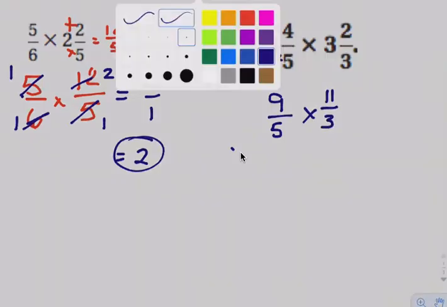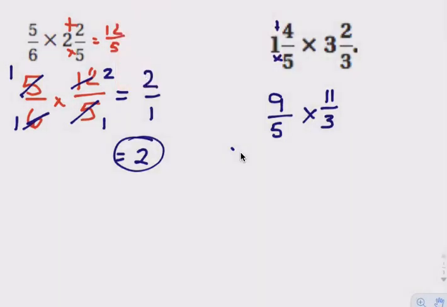And we look at the diagonals again. 3 and 9 share a common factor of 3. Divide them both by 3. 3 divided by 3 is 1. 9 divided by 3 is 3. And 5 and 11 don't share a common factor.